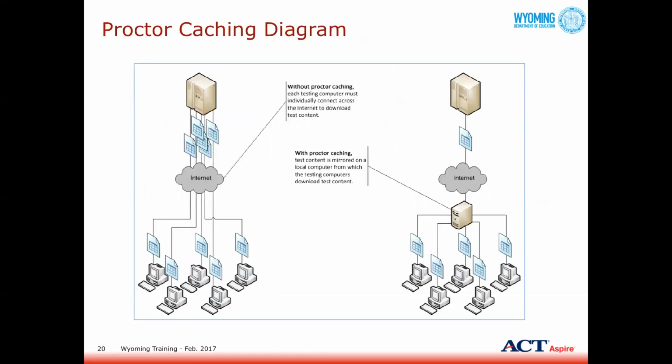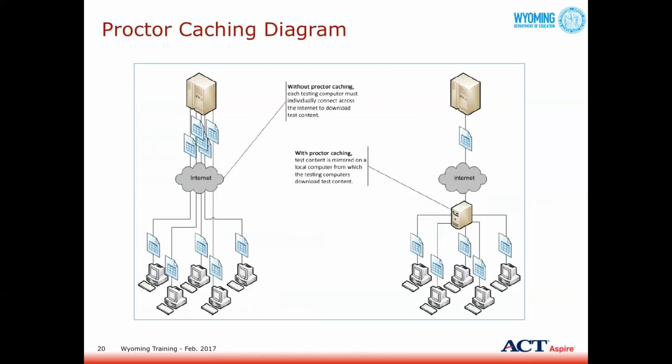This is another little window that talks about the Proctor caching diagram. Again, it reiterates that without Proctor caching, the diagram simulates the server up at the top sending packets of information through the internet down to all of the students' machines on the left-hand side, so that each testing computer must individually connect across the internet to download test content.